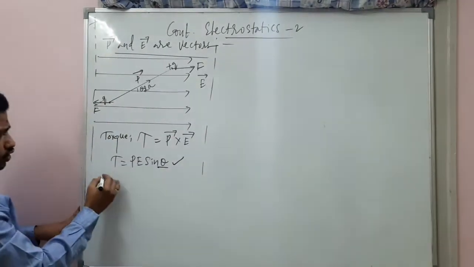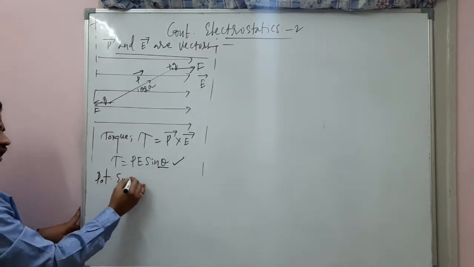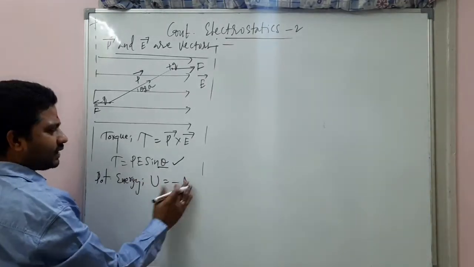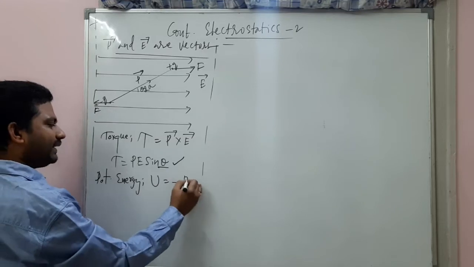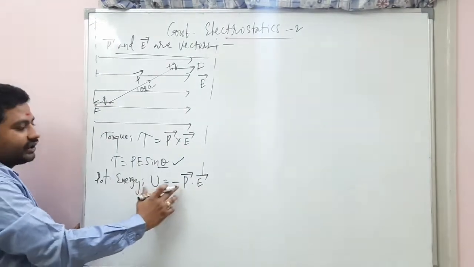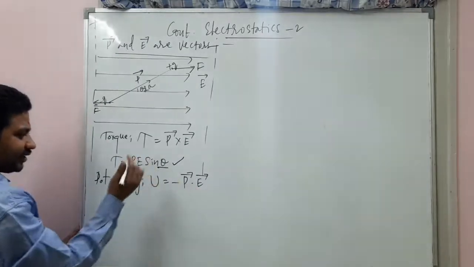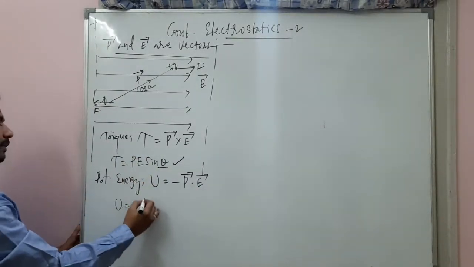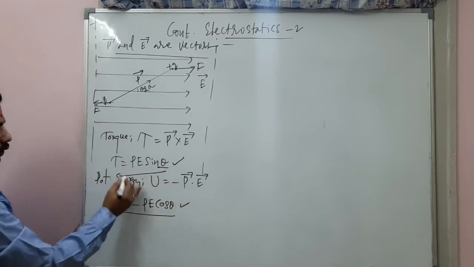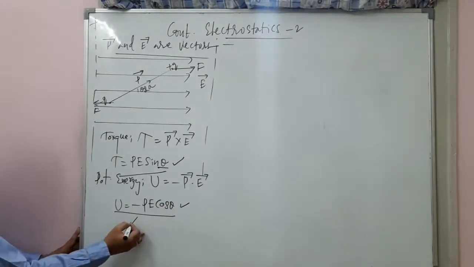In the same way, there is a potential energy expression, that is U is equal to minus P bar dot E bar. As potential energy is a scalar quantity, a dot product is taken between P bar and E bar. If you expand, that will be minus PE cos theta. See this. So this potential energy also can be minimum, can be maximum, can be zero. And one important thing you should understand.